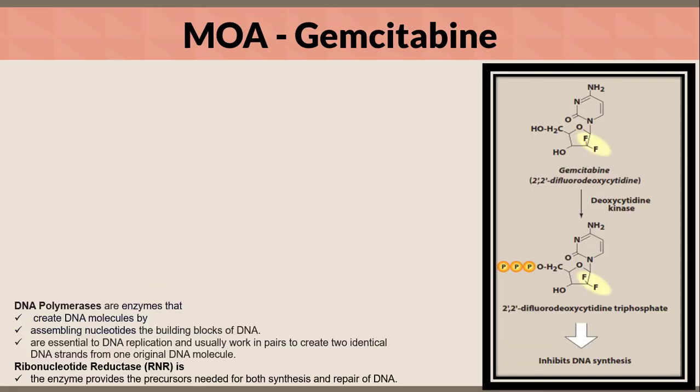Mechanism of action of gemcitabine. First, we should know about the DNA polymerase and ribonucleotide reductase enzymes. DNA polymerases are enzymes that create DNA molecules by assembling nucleotides, the building blocks of DNA, and are essential to DNA replication, and usually work in pairs to create two identical DNA strands from one original DNA molecule. And ribonucleotide reductase, or RNR, is the enzyme that provides the precursors needed for both synthesis and repair of DNA.